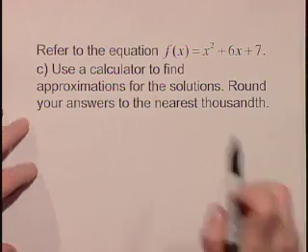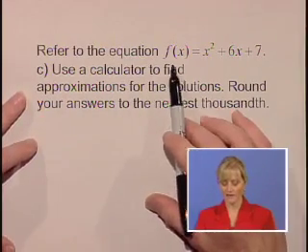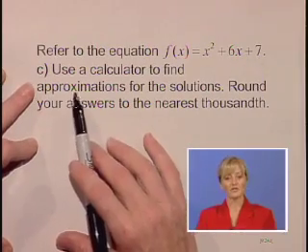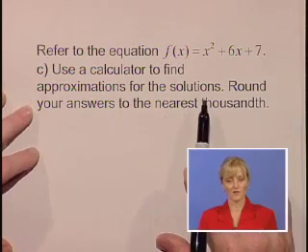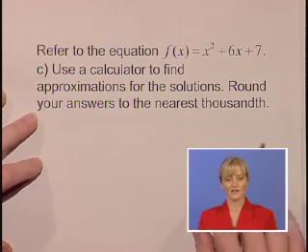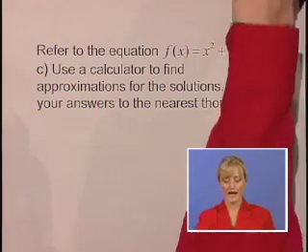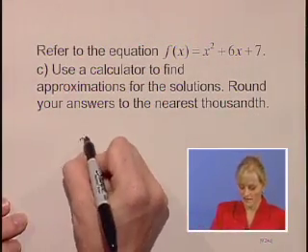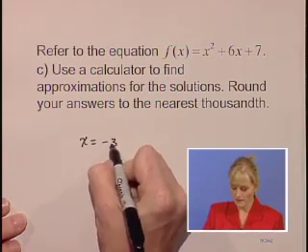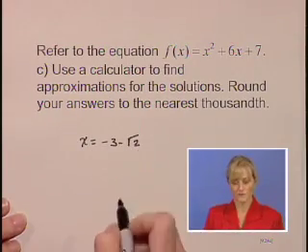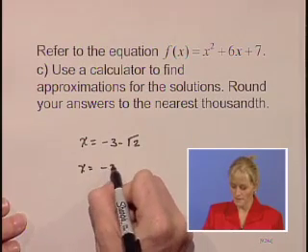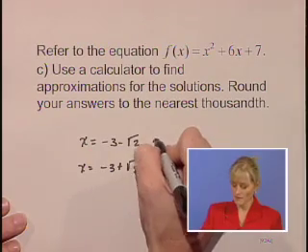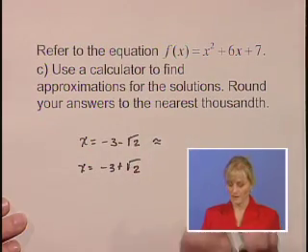Part C. Refer to the equation f of x equals x squared plus 6x plus 7. It says use a calculator to find approximations for the solutions and round your answers to the nearest thousandths. So we have our solutions listed as x equals -3 minus square root of 2 and x equals -3 plus square root of 2. So using our calculator, we can get approximations to the thousandth place.